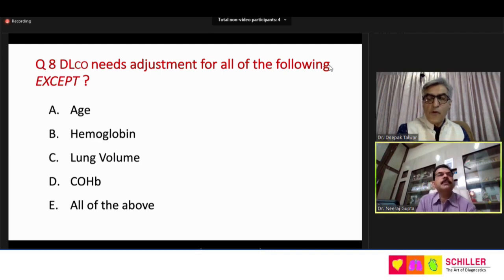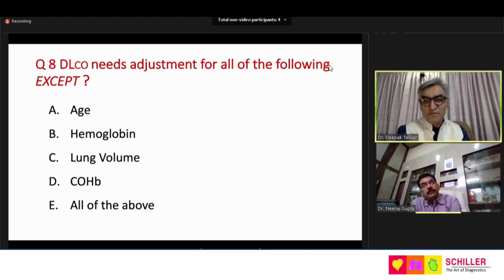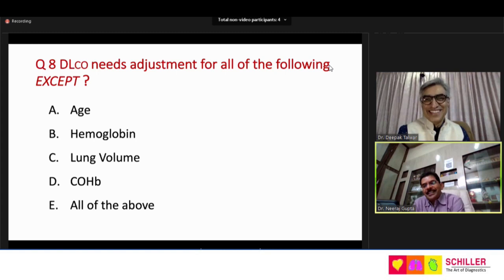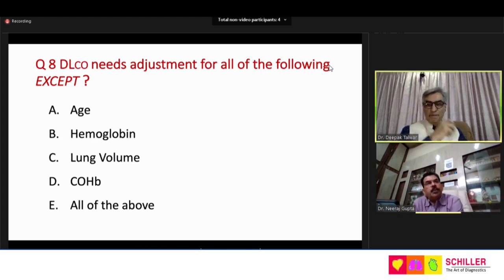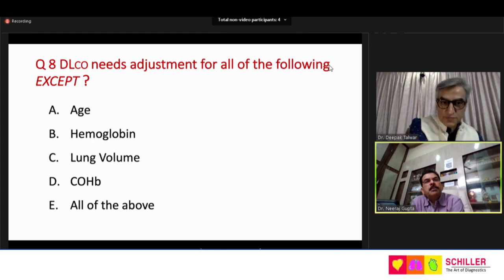So there is much variation in the answers. 41% have polled for option E, all of the above. So these 50% people are those who have been right from the beginning. 33%, one third, have opted for option A, age. And 17% for option D, carbon monoxide.